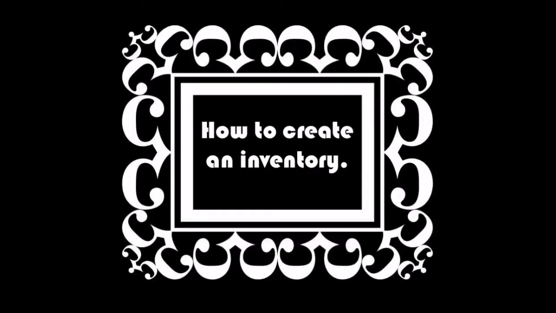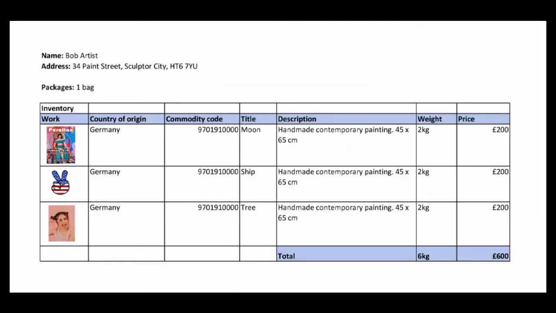How to put an inventory together. An inventory is a list of the work you are bringing. It should be put together in Excel or Word. Here is an example. At the top, you can see that it includes your name and address.